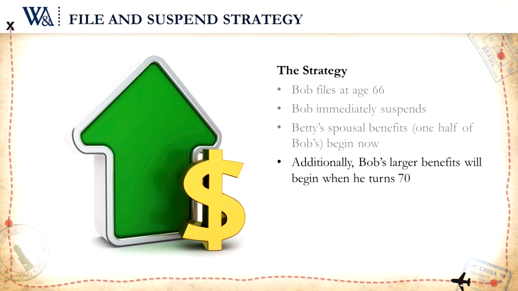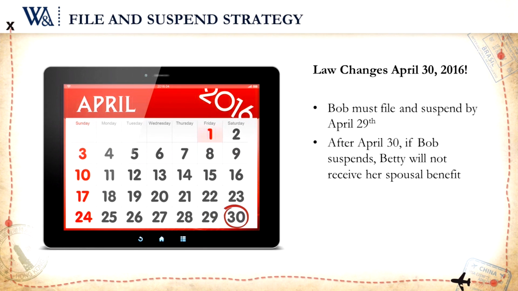So what happens with a government benefit in a win-win situation? Oops, law change. So they've decided that this is a loophole. And so the law changes effective April 30th. As you can see, April 30th is a Saturday, so we'll just bump it back to April the 29th of this year. So the law says, well, you know, we've decided that suspending benefits means everybody has to suspend. So that's kind of an issue for the file and suspend strategy. So Bob, in order to utilize the file and suspend, absolutely must file and suspend before April the 29th. If he does not do that, then Betty will have no access to any spousal benefits until Bob actually receives his benefits. So if you suspend for one, you suspend for the entire family.